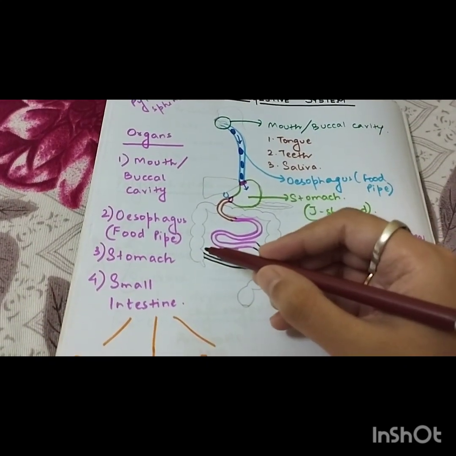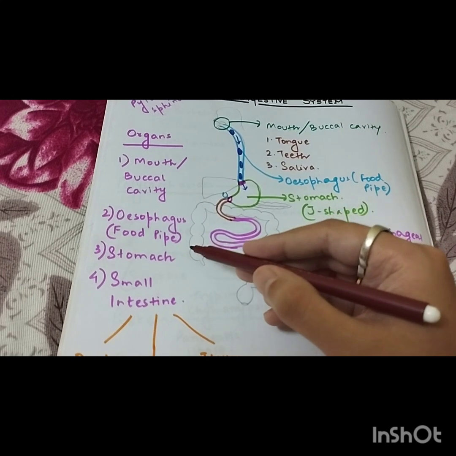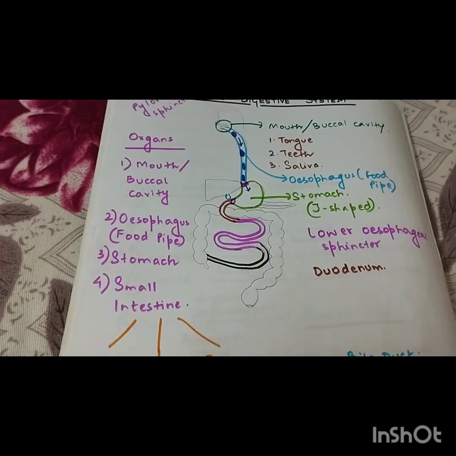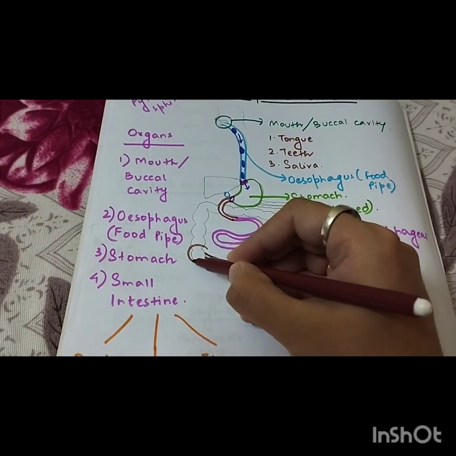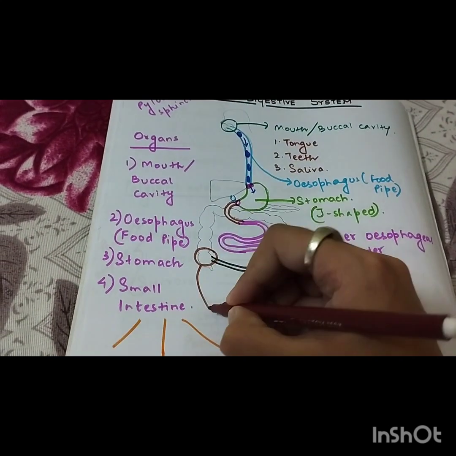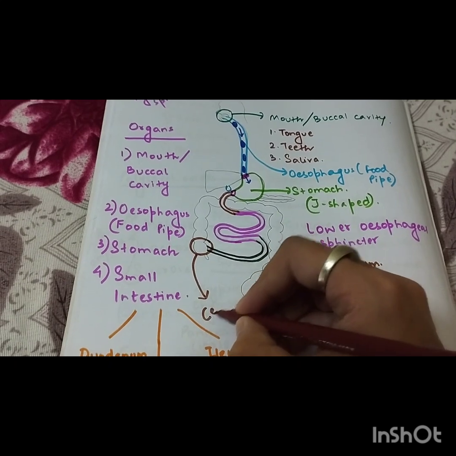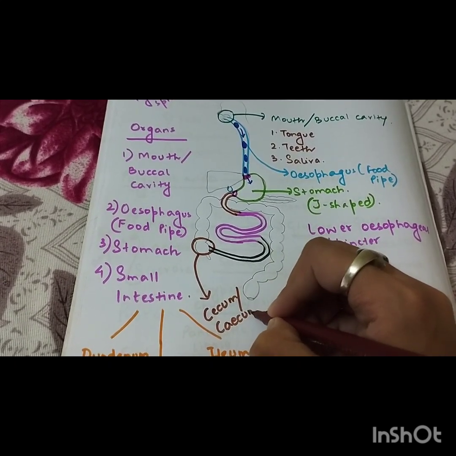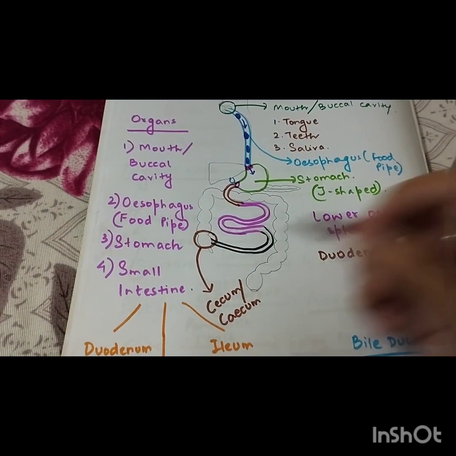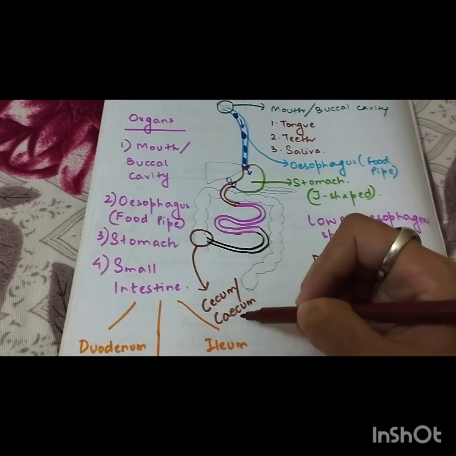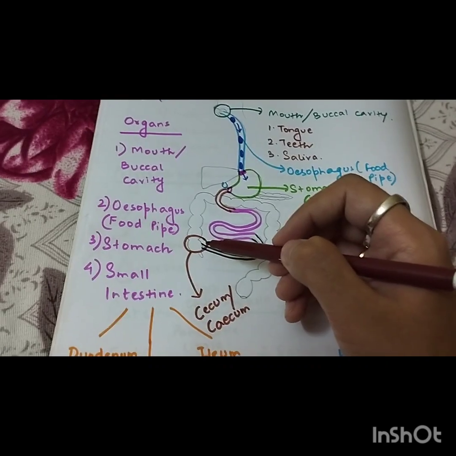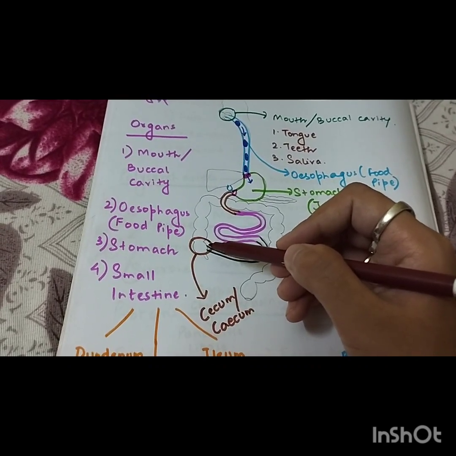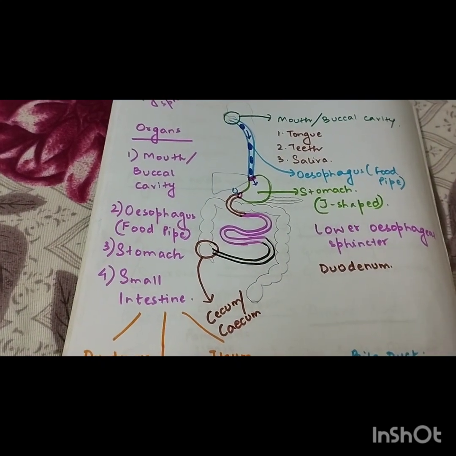This part, which is the connection point between the small intestine and the large intestine, is known as the cecum. You can write the spelling as CECUM or CAECUM, which is the junction or the pouch-like structure present at the junction of small intestine and large intestine.